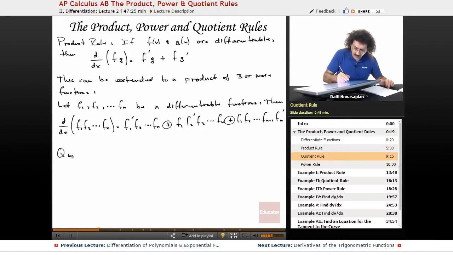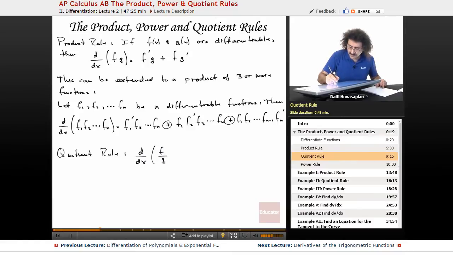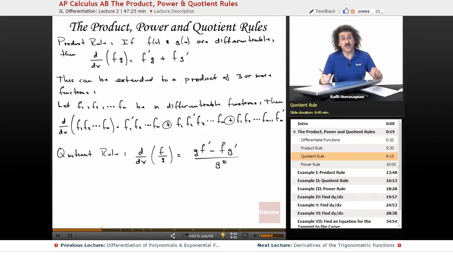So now let's talk about the quotient rule. As we said, the derivative of a quotient of 2 functions is not the quotient of the derivatives. The quotient rule is the following. d dx of f over g is equal to the denominator times the derivative of the numerator minus the numerator times the derivative of the denominator, all over g squared. f and g are functions, okay? These are actual functions.